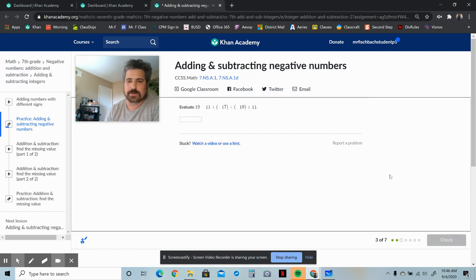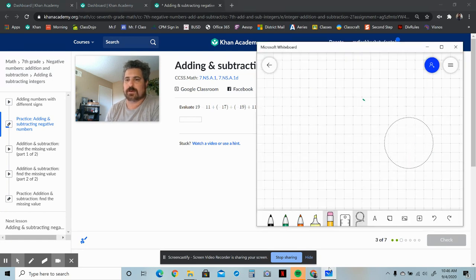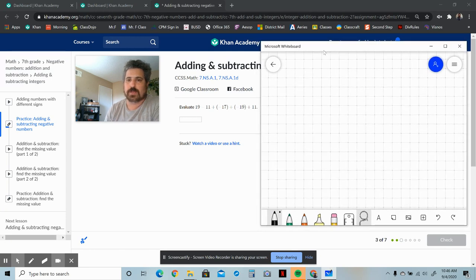Okay, so this has got some bigger numbers. Let's go through it. So let's erase this stuff. All that goes away. And we're left with a new problem here. It's going to be 19 minus 11 plus negative 17 plus negative 19 plus 11. Now, this one I could put on a scoreboard, but they're kind of messing with you a little bit. Let me show you why.